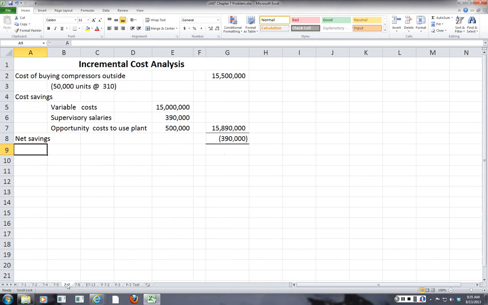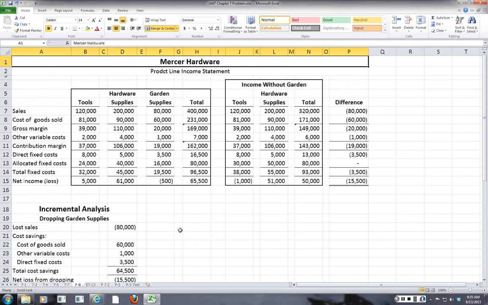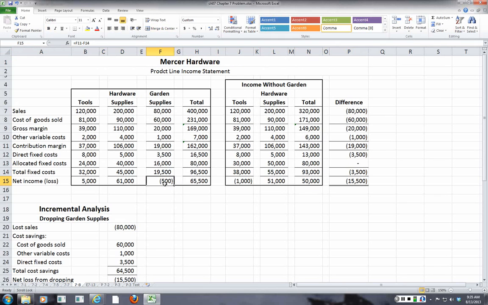Now let's do another one here. It's called Home Garden, Mercer Hardware. Now you have different lines here: tools, hardware supplies, garden supplies, total. So they have a total of $400,000 in sales and $65,500 in net income. But as you look at it, they lose $500 on garden supplies.